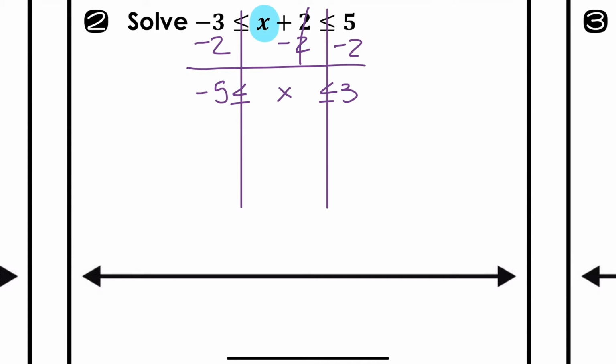Okay, so I got x alone, so that is going to be my answer for this problem. Negative 5 is less than or equal to x, which is less than or equal to 3. So once again, for our number line, we're going to start with the smaller number first. That's going to be negative 5. And then our bigger number, which is 3. Okay, so I'm looking at my signs here, and I see that we have that "or equal to" line beneath them, so I'm going to fill in my circles.